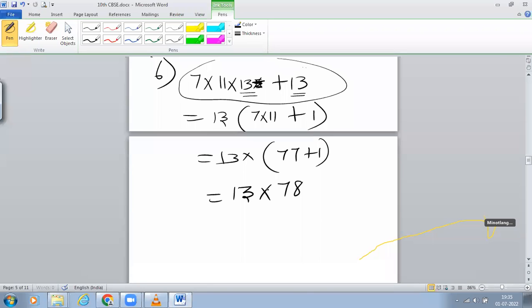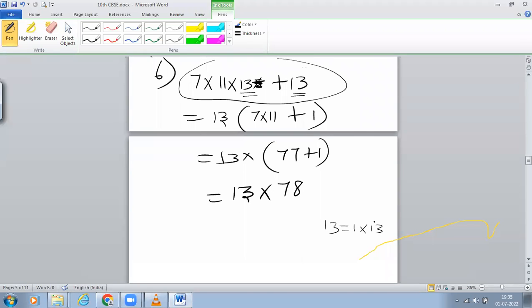In other words, if a number is expressed as a product of two numbers apart from 1, it is composite. 13 cannot be expressed that way. 13 can be expressed only as 1 into 13, because 13 is a prime number. But here, this given number is expressed as 13 into 78. Hence, the given number is a composite number.